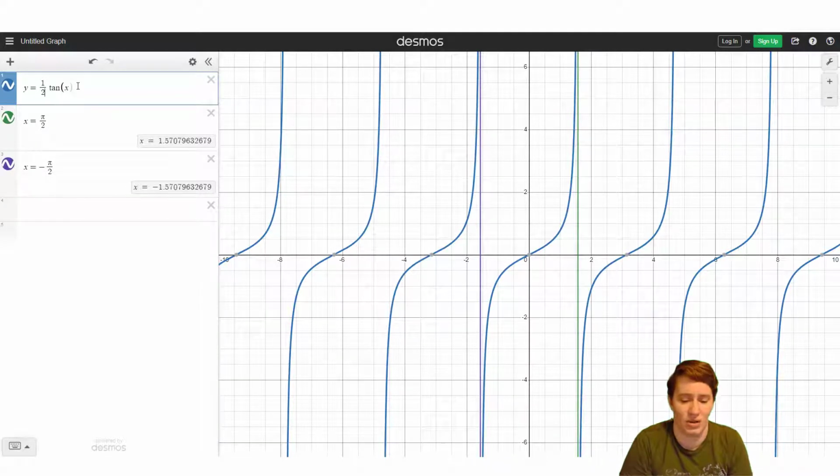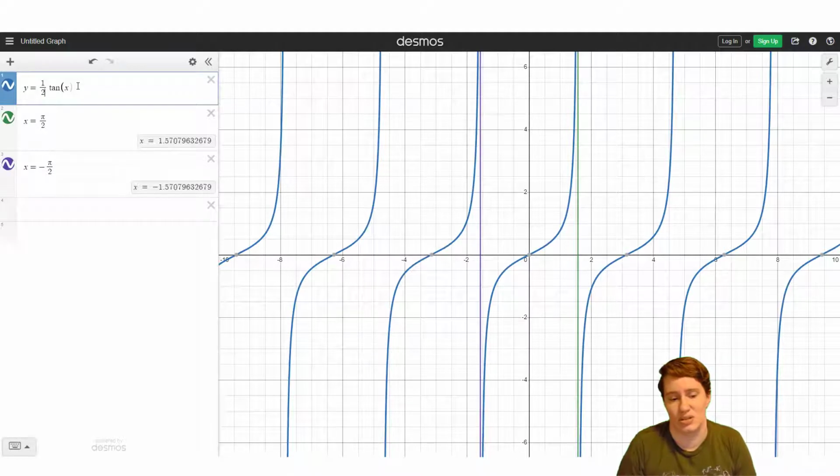We're kind of at the point once we get to tangent and cotangent where, as we're graphing it, we have to decide how picky we're going to be, how much of a perfectionist we're going to be with trying to make this look exactly right.